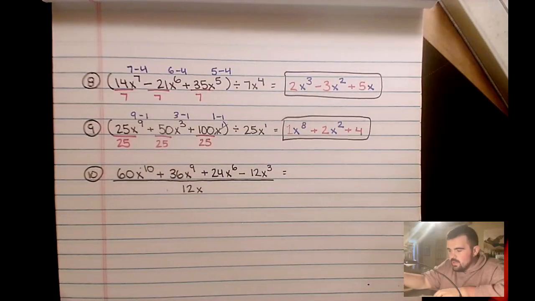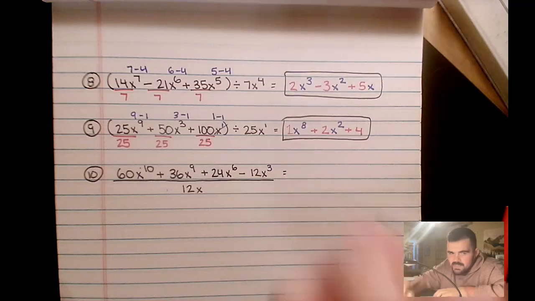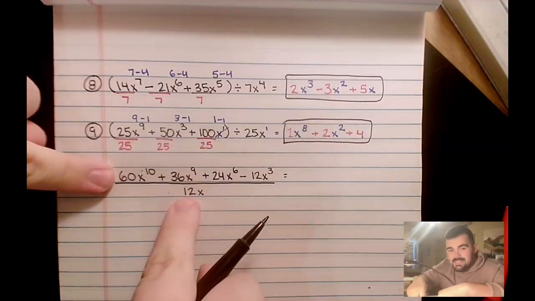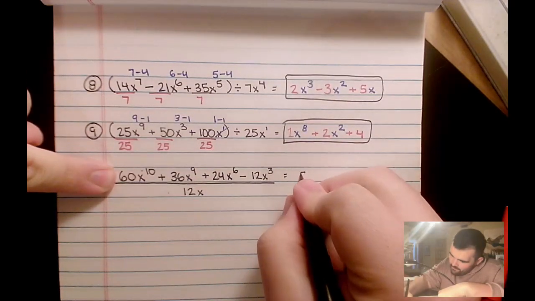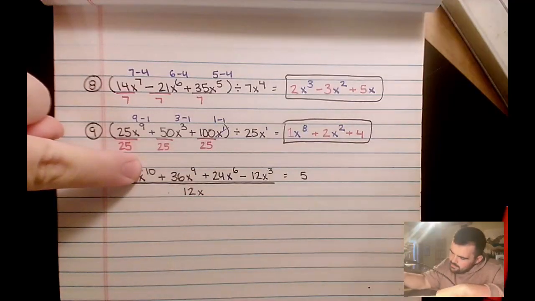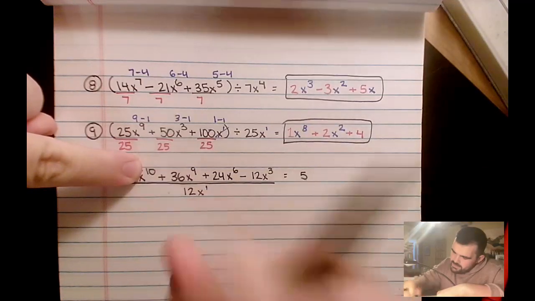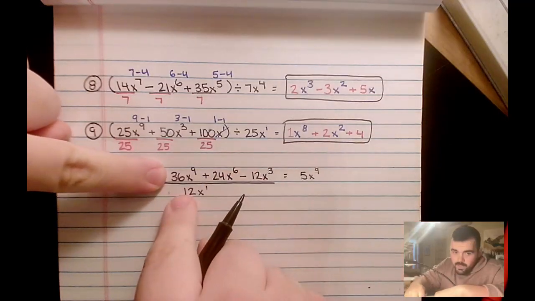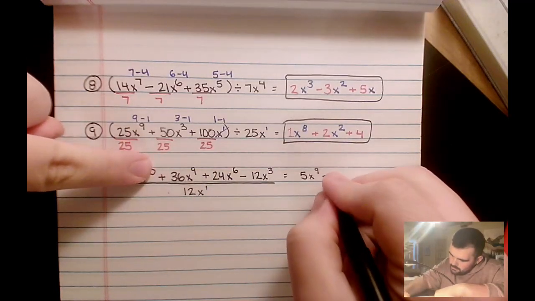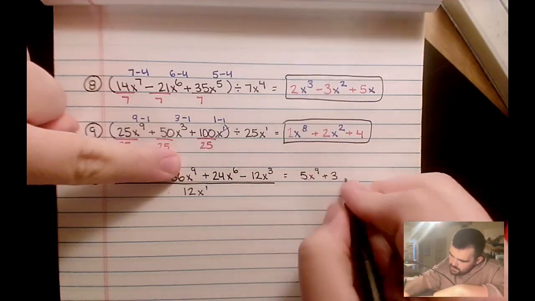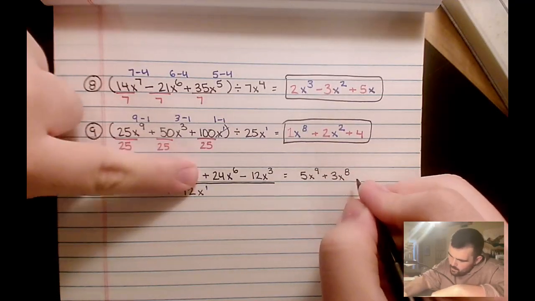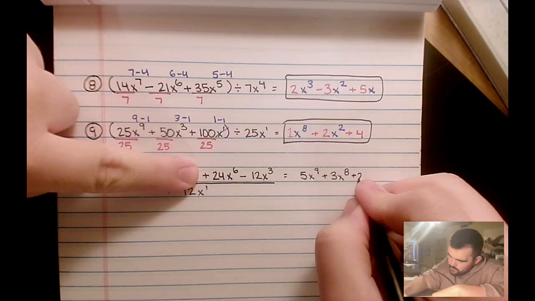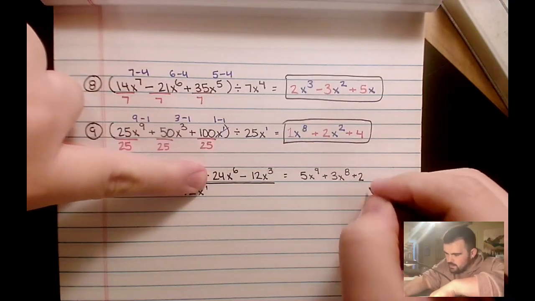And the last one. Again, it's written like a fraction instead of a division question, but it's the same thing. So, 60 divided by 12 is 5. x to the 10th divided by x to the first power. 10 minus 1 is 9. 36 divided by 12 is 3. 9 minus 1 is 8. 24 divided by 12 is 2. 6 minus 1 is 5.